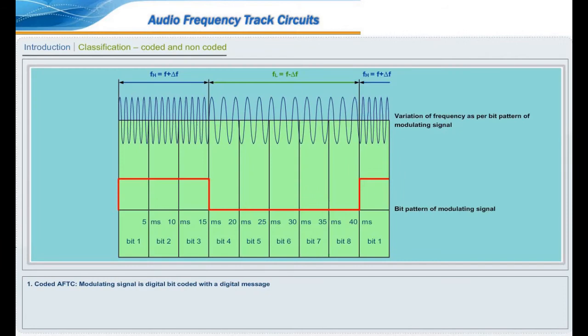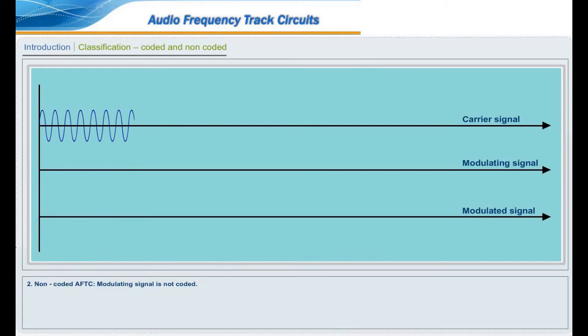Coded AFTC. Modulating signal is a digital bit coded with a digital message. Main advantage of this coded track circuit is it is immune to interference of frequency of other track circuits. Makes of coded AFTC: Siemens AFTC, Alstom AFTC. Non-coded AFTC. Modulating signal is not coded. Makes of non-coded AFTC: ABB AFTC, UM71 AFTC.